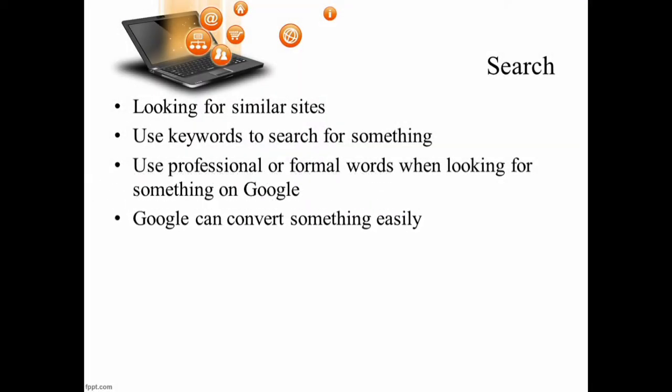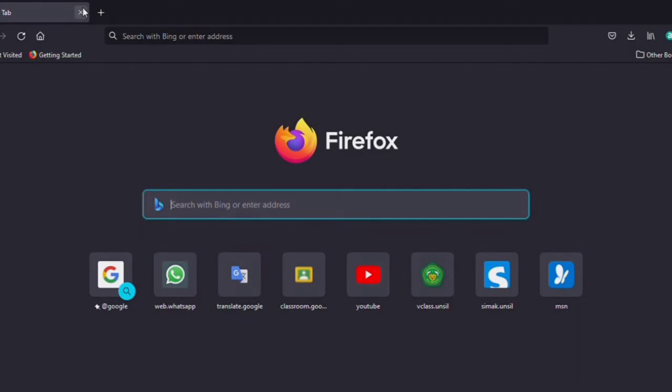For the next is Google can convert something easily. Through Google, we can convert anything easily. For example, you want to know about 1 yen. If it is converted to rupiah, how much will it be? We can directly type the sentence 1 yen, or 1,000 yen to IDR, or to rupiah. Then, when we click, the right information immediately appears. For example, you can see in the following.